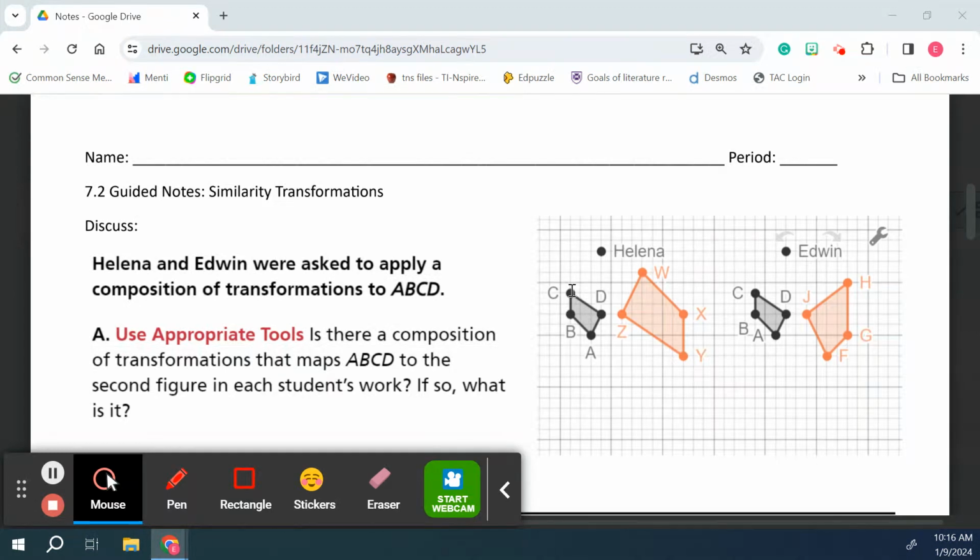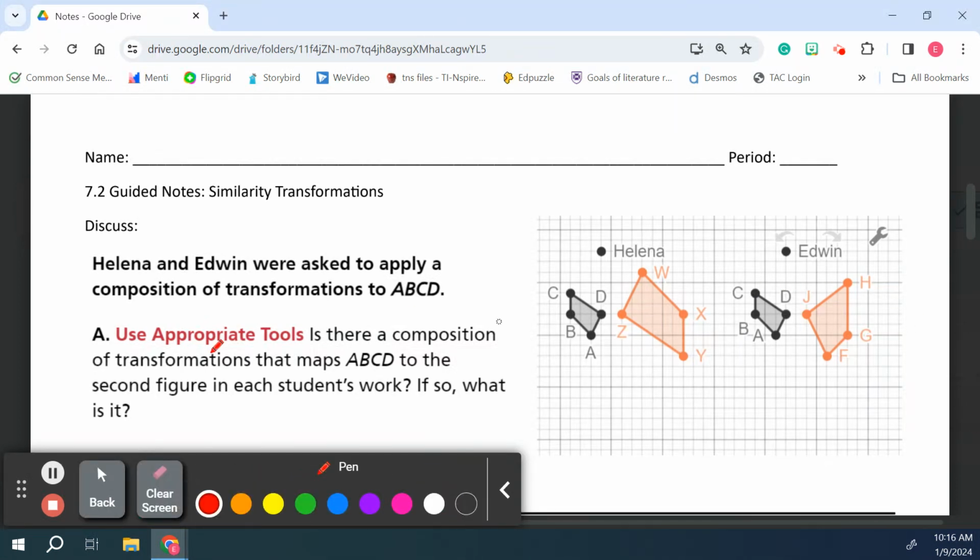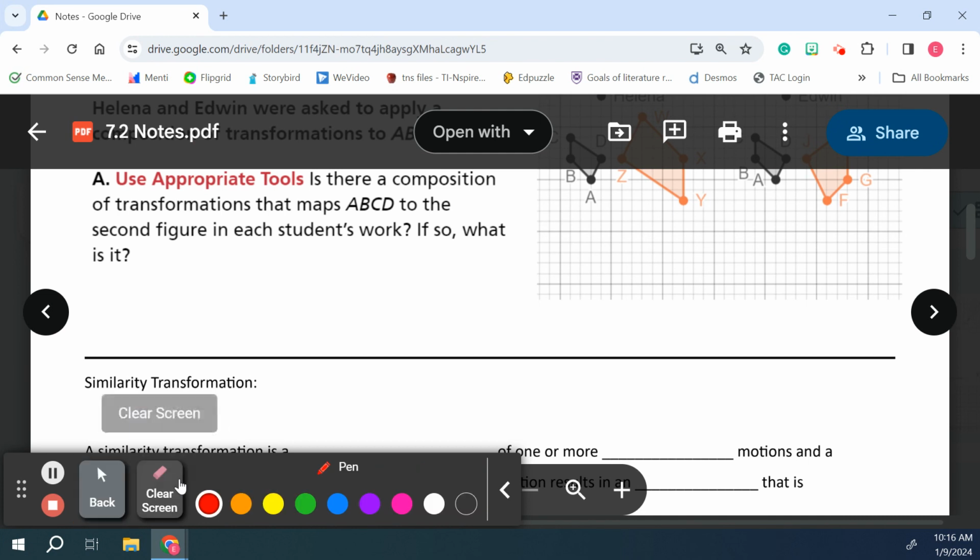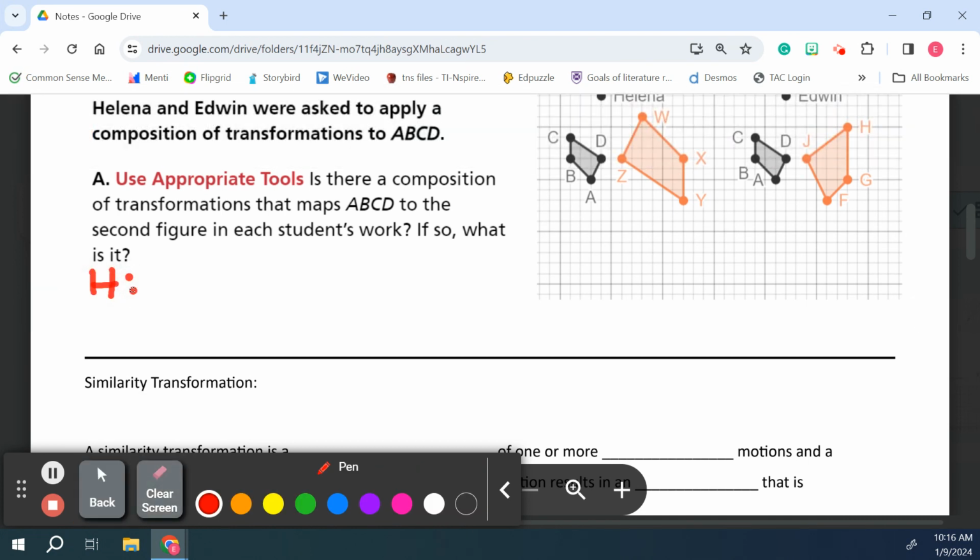So in this case, I look at C. Looks like C is probably lining up with X. Oops, actually, better yet, it'd probably be better if it was a rotation, so that B lines up with X, C lines up with Y, and then everything should work out. So that's what I'm going to write down. So for Helena, it's going to use a capital H on her. We're going to rotate A, B, C, D. Looks like 180 degrees.